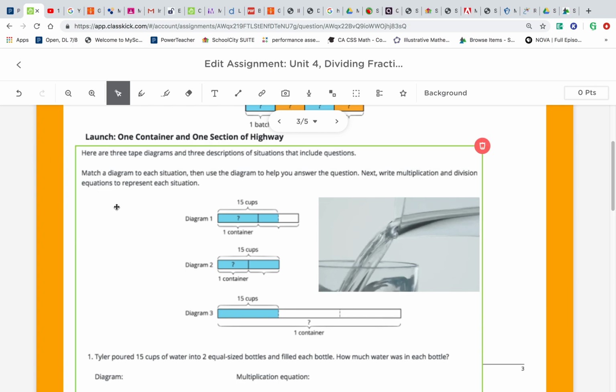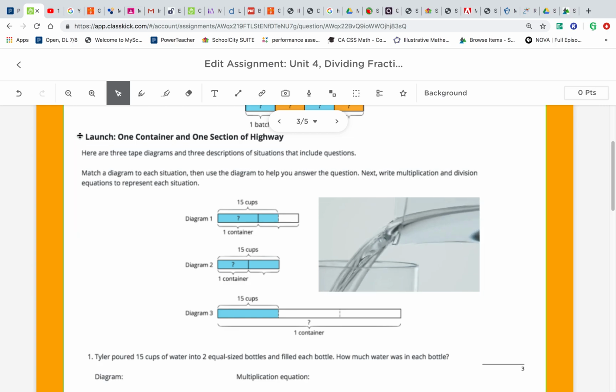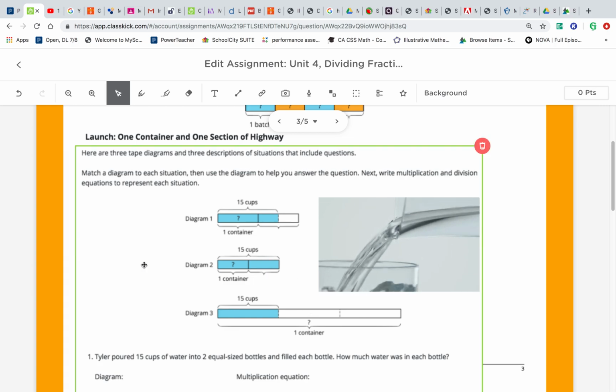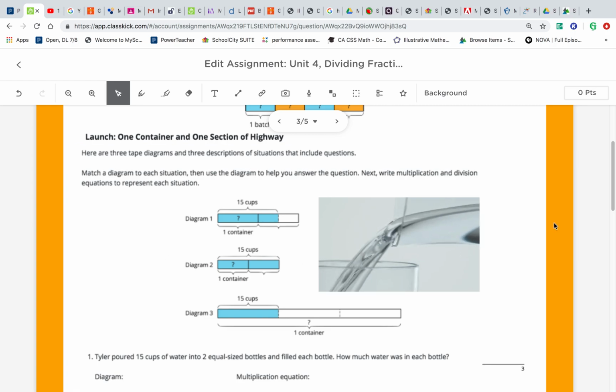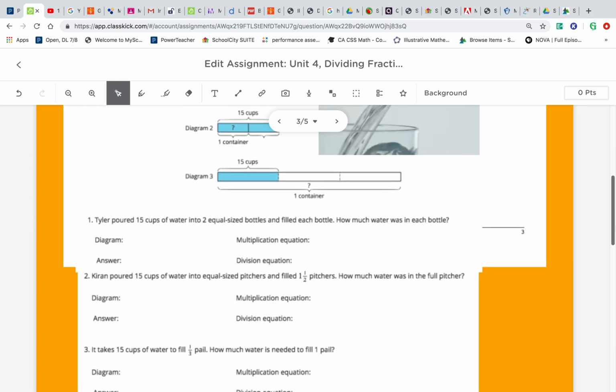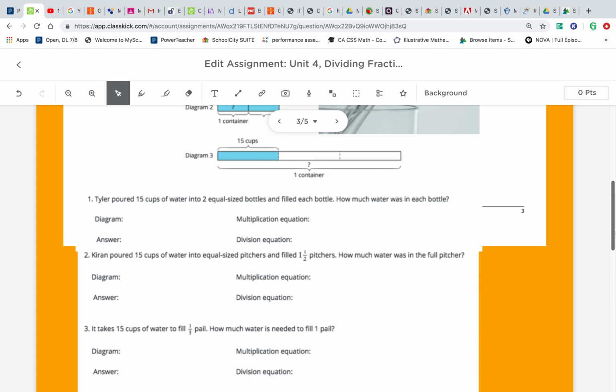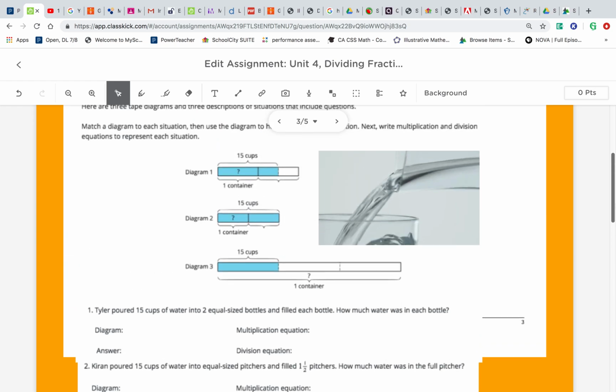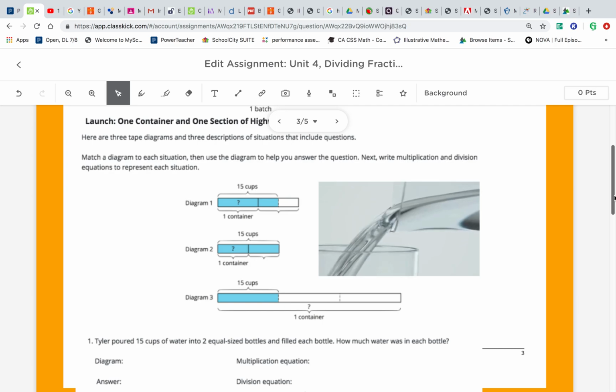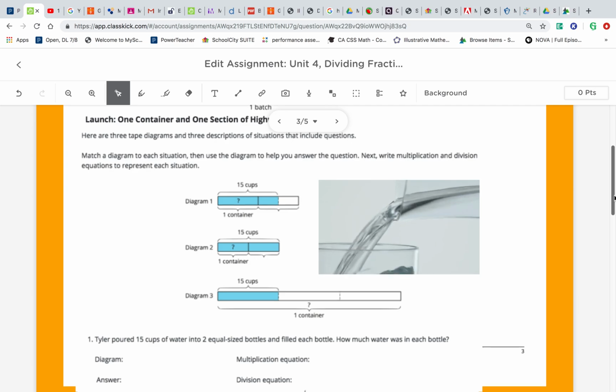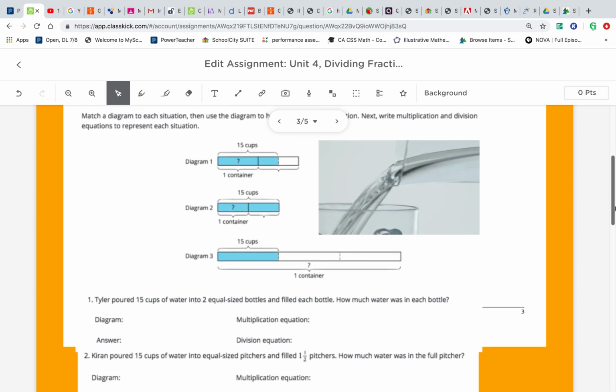So you can see here that we have 3 tape diagrams right in here, and 3 descriptions of situations that include questions. So if you scroll down, you can see the 3 situations are here, right? These are the situations or questions, and these are the diagrams that match them. So for each of these, we want to figure out which diagram matches up with which situation. We want to write a multiplication equation to describe that situation and a division equation to describe that situation. And then we want to figure out the answer. All right, so let's go ahead and get right to it.